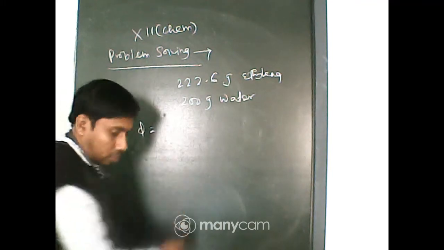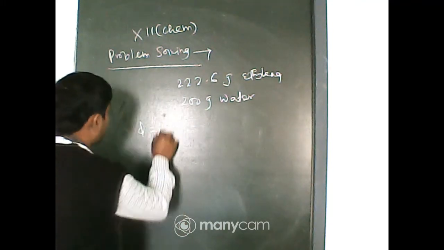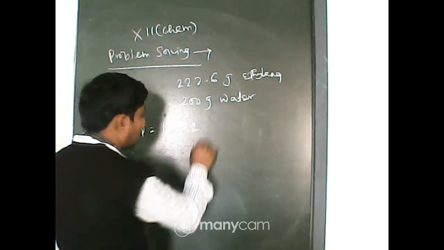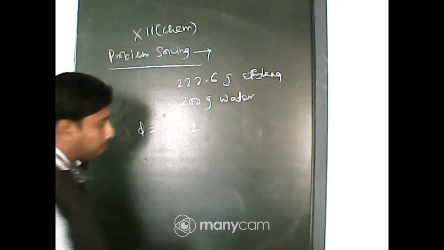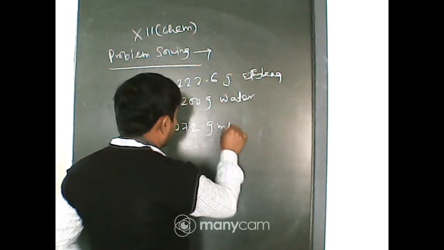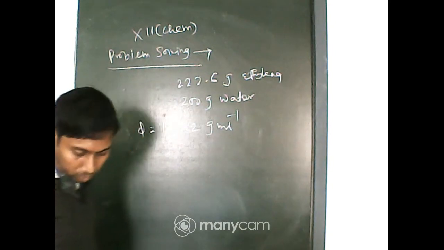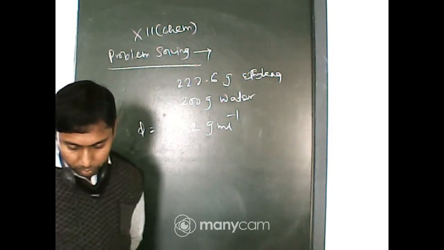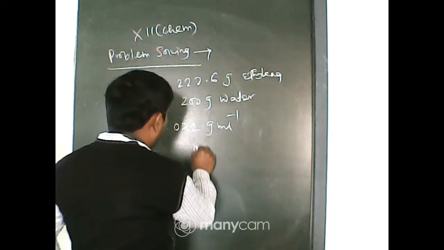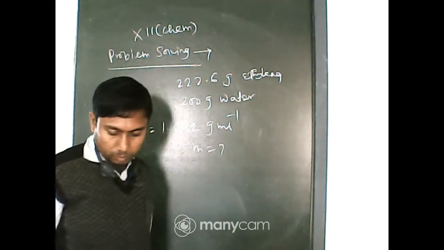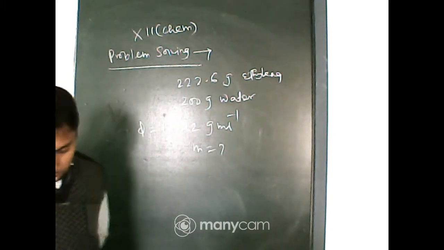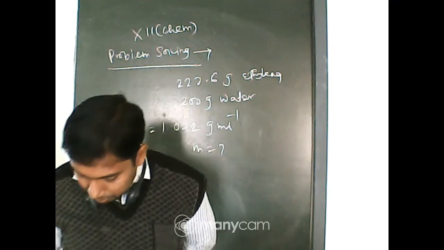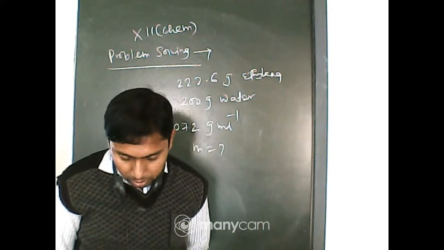Density is 1.072 in gram ml inverse, and another data is given. Calculate the molality. So you have to calculate small m. Then what shall be the molarity of the solution?